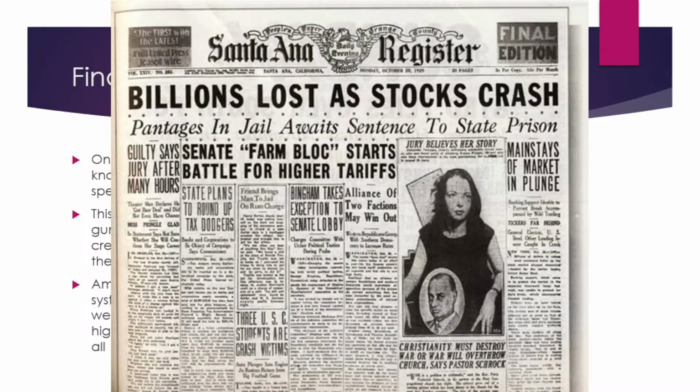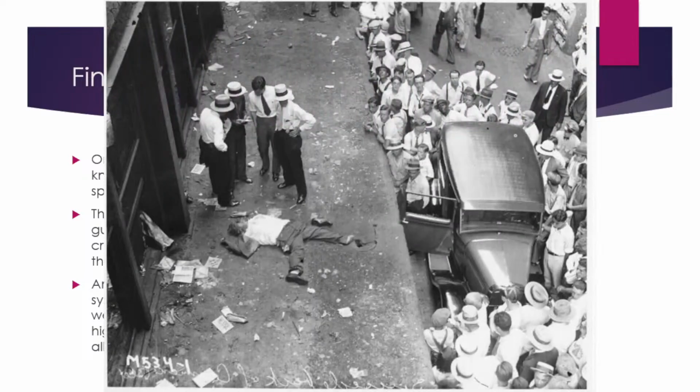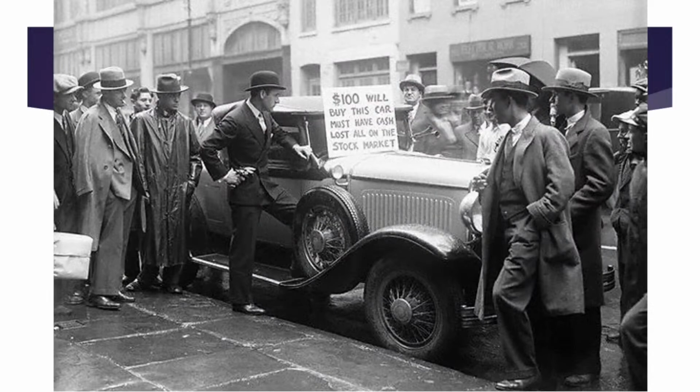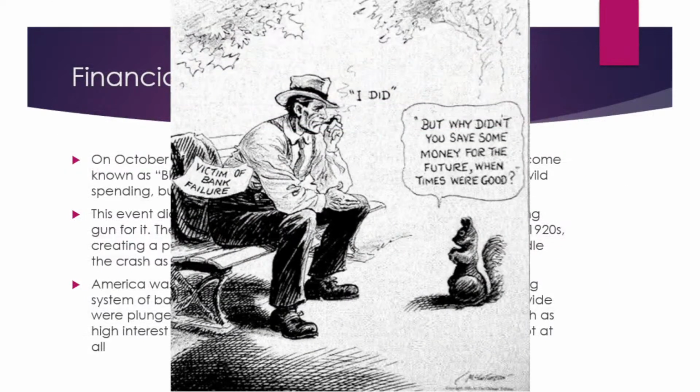There's actually a lot going on this front page. Here's a guy that lost everything and just jumped out the window. There was a lot of this. Here's a pretty famous image of this guy selling his car for $100 because he just lost everything at the stock market. It's a real nice car. And here's a little squirrel saying, why didn't you save some money for the future when times were good? He says, well, I did.